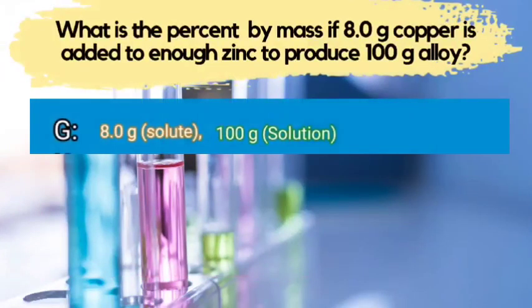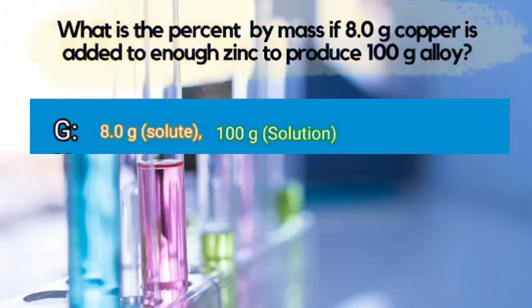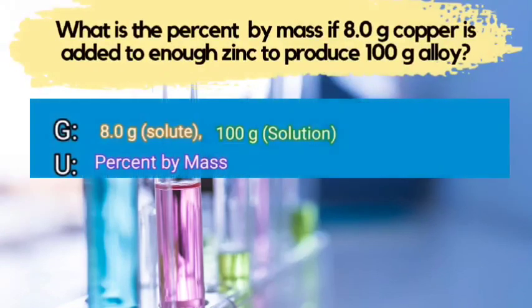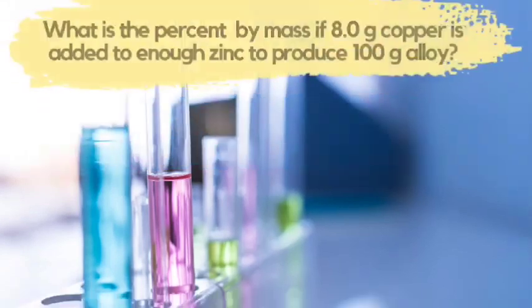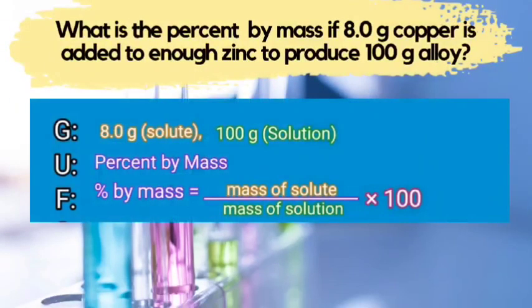Here's another example. What is the percent by mass if 8 grams copper is added to enough zinc to produce 100 gram iron? The given is 8.0 grams solute and 100 gram solution. So here's the unknown. It is percent by mass. And the formula we are going to use is percent by mass equals mass of solute all over mass of solution multiplied by 100.